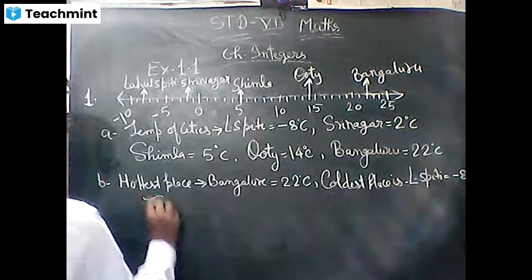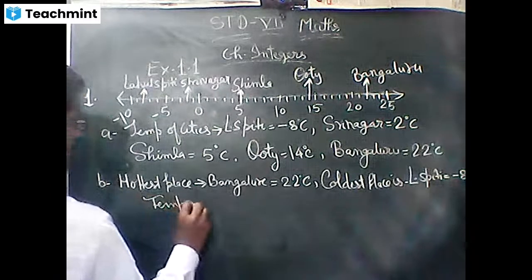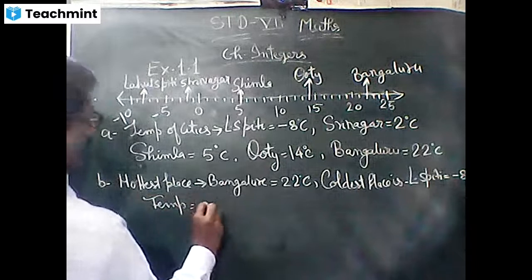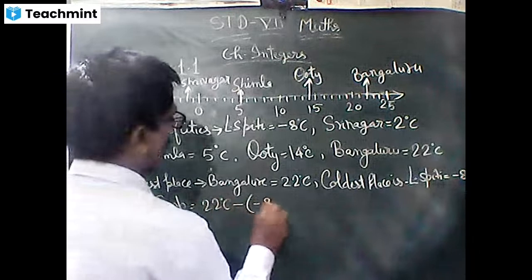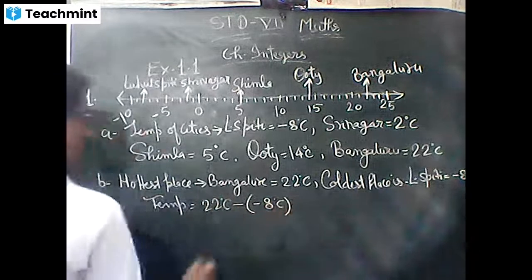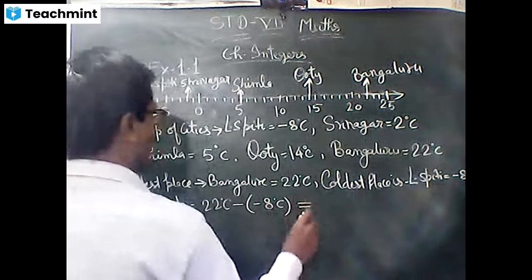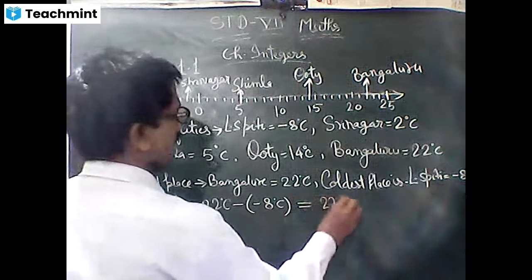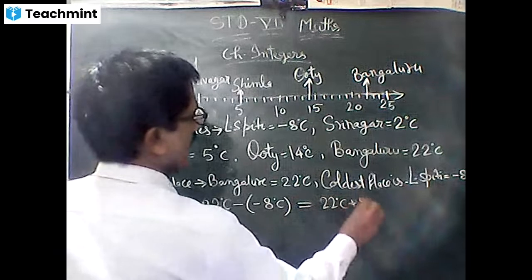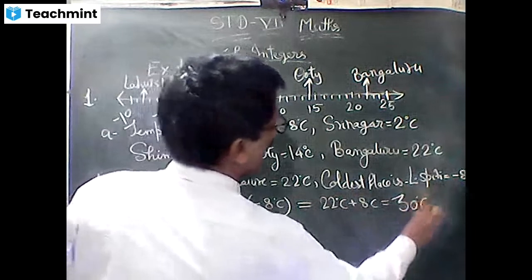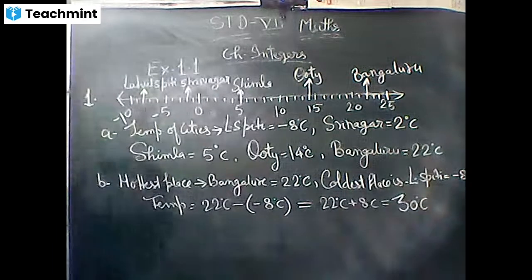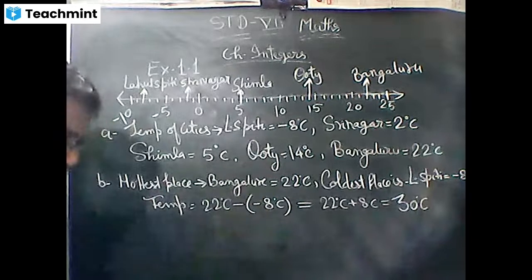Now here we will find out the temperature difference. So highest temperature minus lowest temperature: 22 degrees centigrade minus the lowest temperature. So we write in the next line 22 degrees centigrade plus 8 degrees centigrade, and so we find that the temperature difference is 30 degrees centigrade. We have to find it in this way.